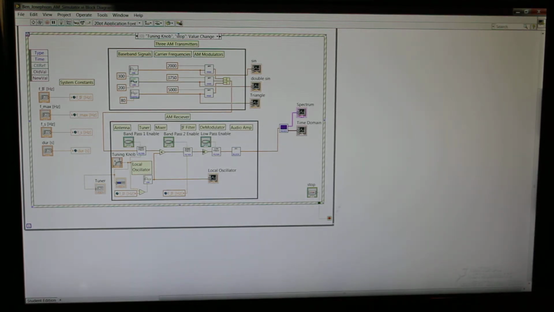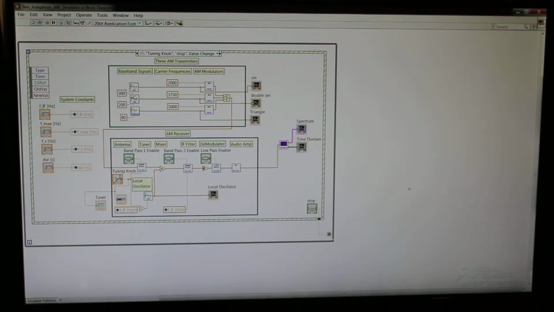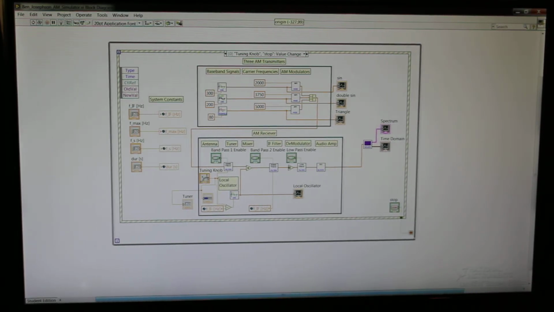So the next project that I decided to take on, which was really the project that interested me in the first place, was to build a VI that could model AM transmitter and receiver. It was a fairly complex project and involved quite a bit of work in LabVIEW, but that was good because it helped me develop my skills immensely.